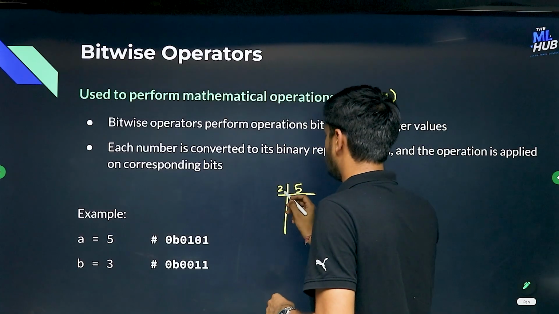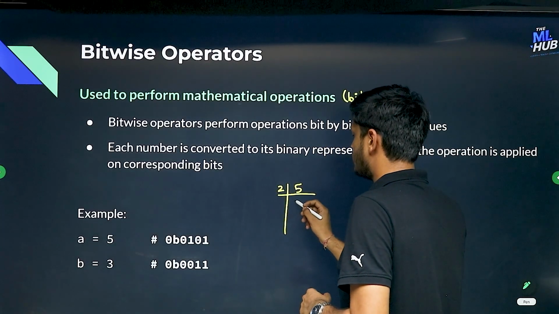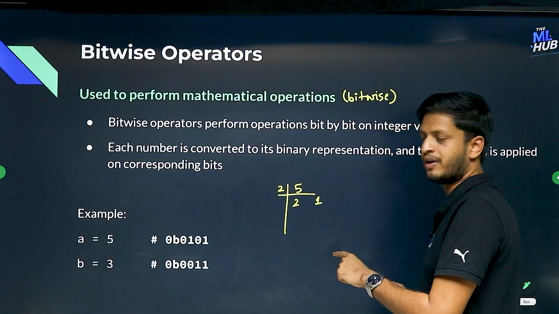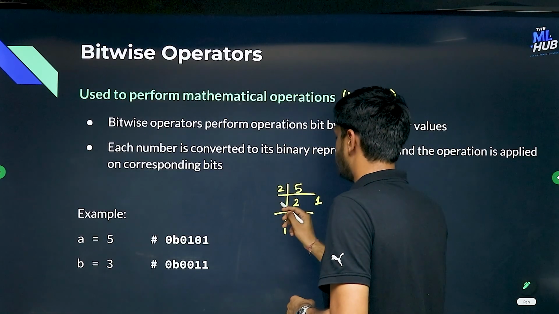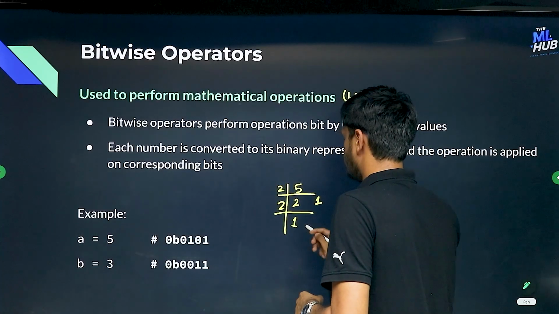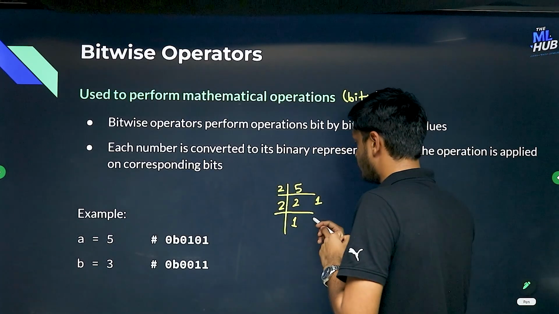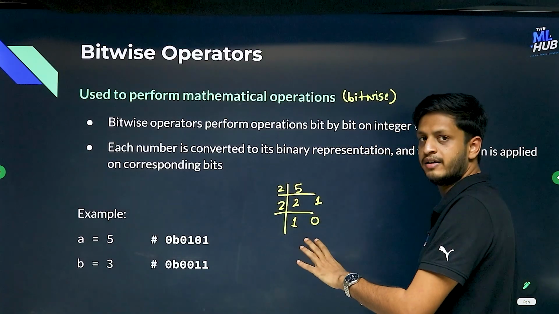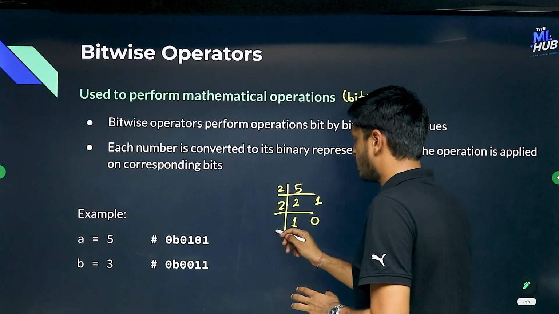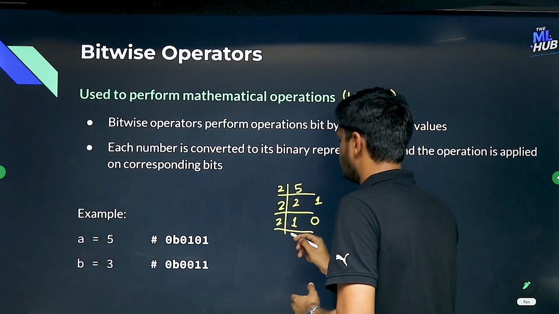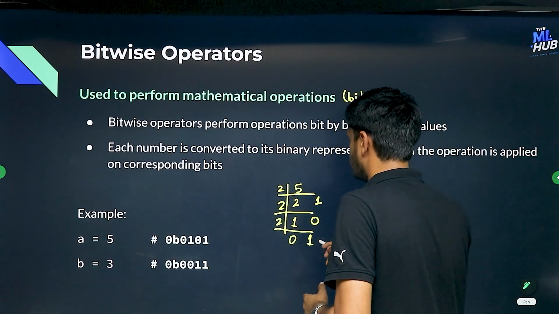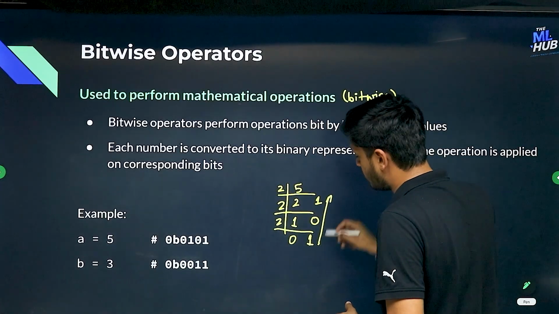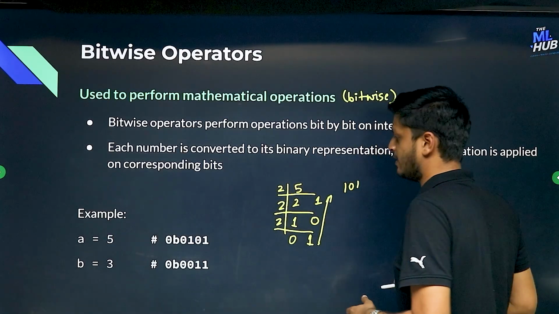So if you divide the number 5 by 2, the quotient will be 2 and the remainder will be 1. You keep writing the remainder as well. Then again you divide 2 by 2, you will get 1 and the remainder will be 0. So you keep on doing this until you get a 0 or 1 here, because after this you cannot divide. Actually, if you divide again by 2, you will get 0 as the quotient and 1 as the remainder, right? So you keep on doing this and then you read it out from bottom to top. So 1 0 1 will be the binary.